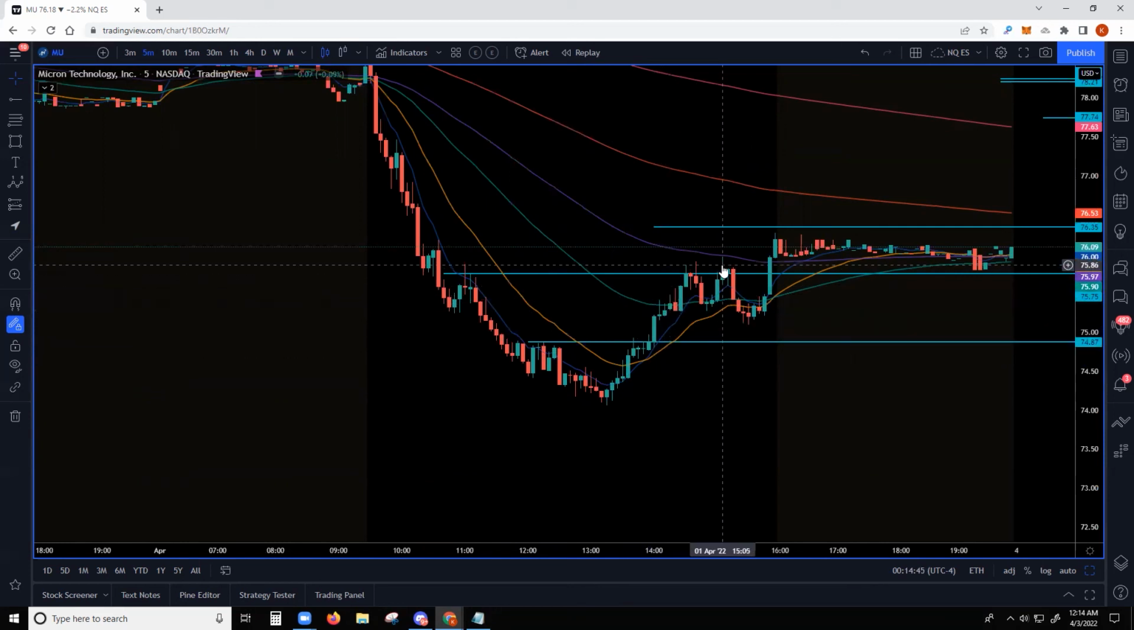50 EMA, 100 EMA, 200 EMA. If you're EMA trading, if you're playing based on previous structure, you're going to sell here. You're going to sell a little bit here, a little bit here, a little bit here. So it's all on your trade plan.